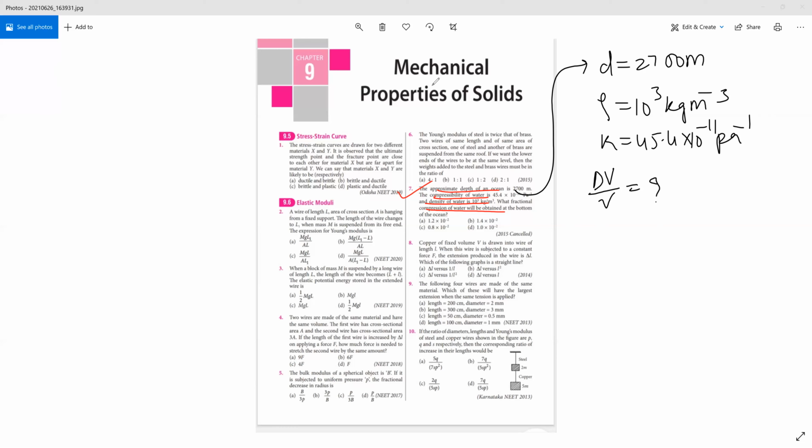Pressure at the bottom, delta P is equal to rho g into D. So that's equal to 10 to the power of 3 into 10 into 2,700.